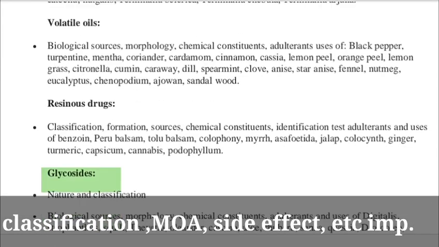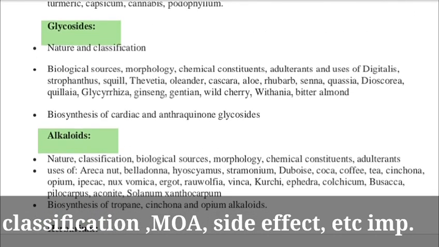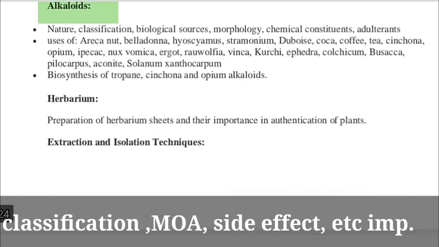And glycosides and alkaloids, first you have to clear glycosides and alkaloids in pharmacognosy. If you have time, then you go for the others. Otherwise, these 2 are sufficient for the GPAT.